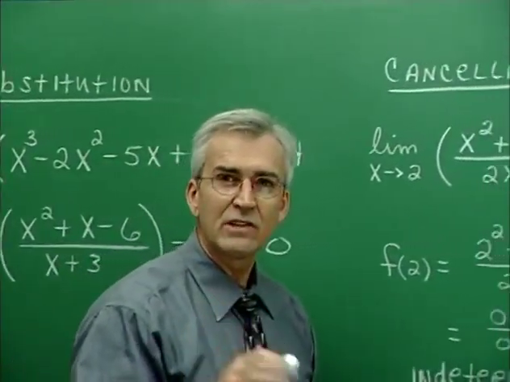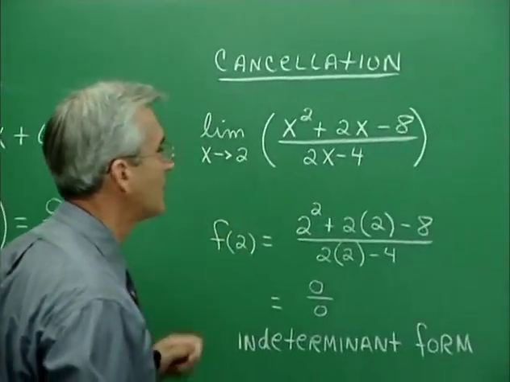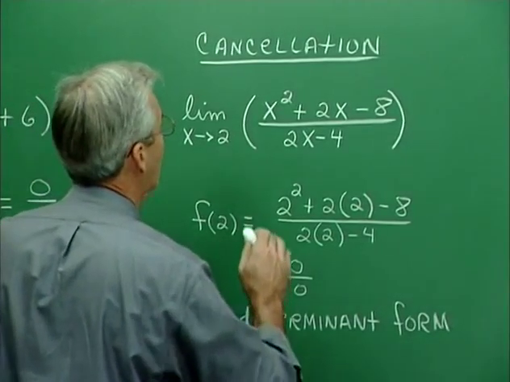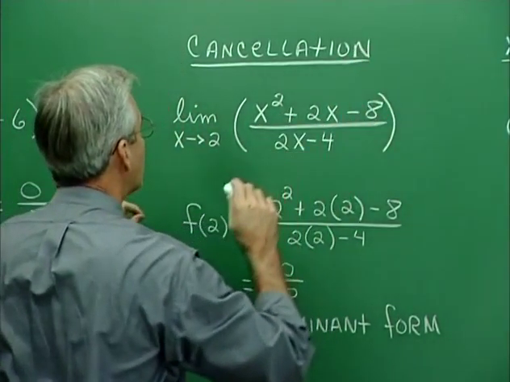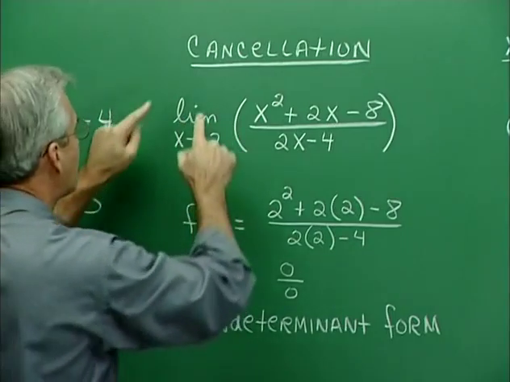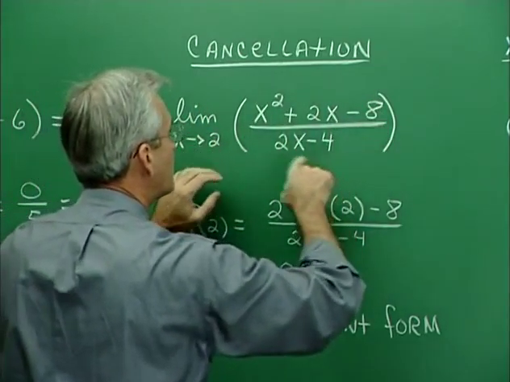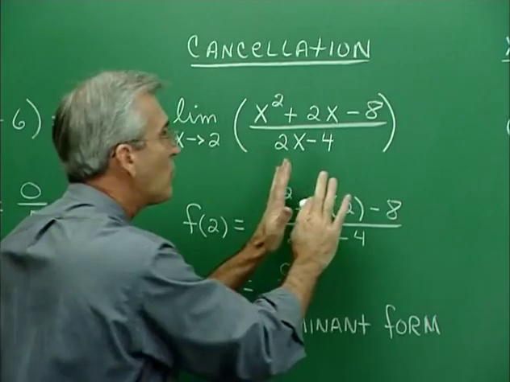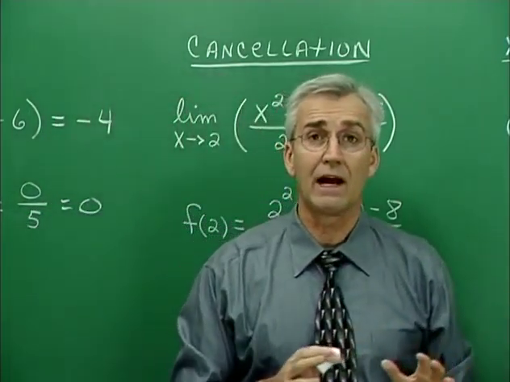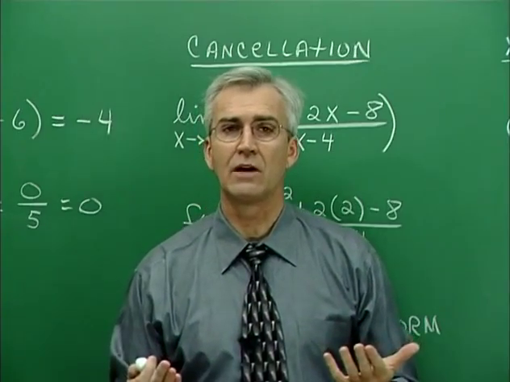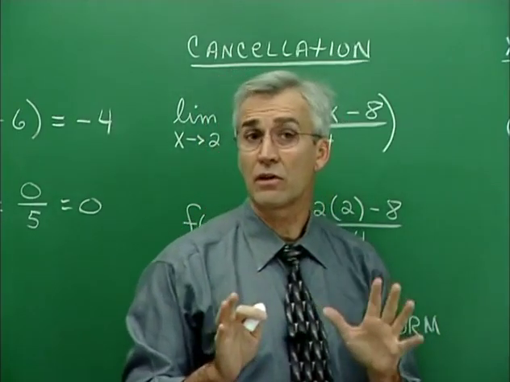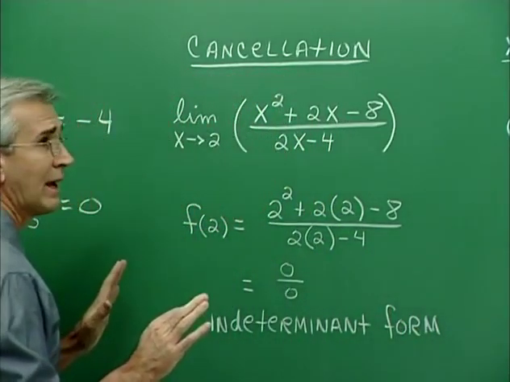Here's a revisit of a problem that we looked at in the previous section. Now, this involves a technique that we're going to call cancellation. We found this: we said the limit as x approaches 2 of this expression, and we evaluated this using a table of values and also by looking at the graph. And now we just want to approach it algebraically.